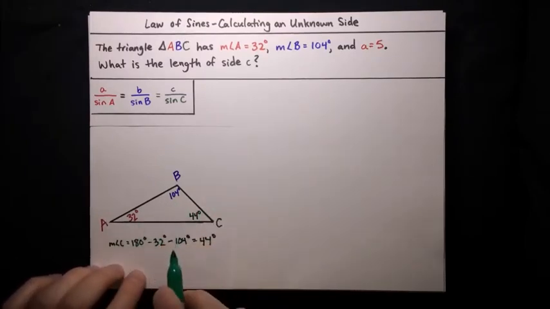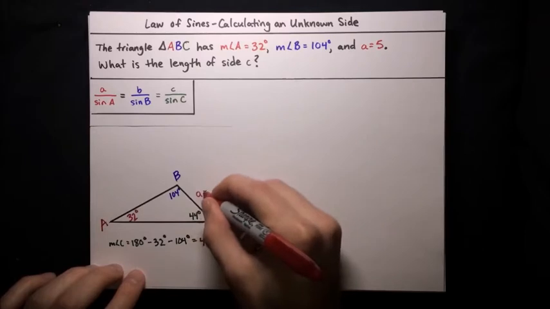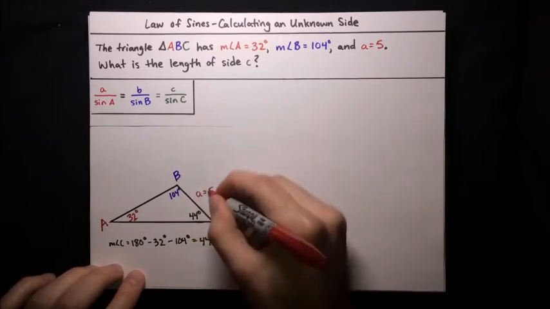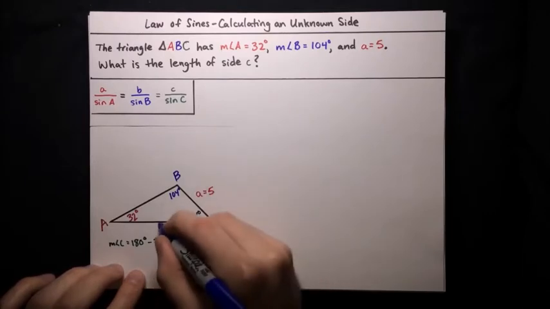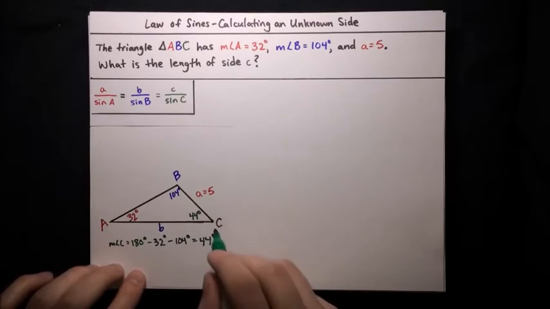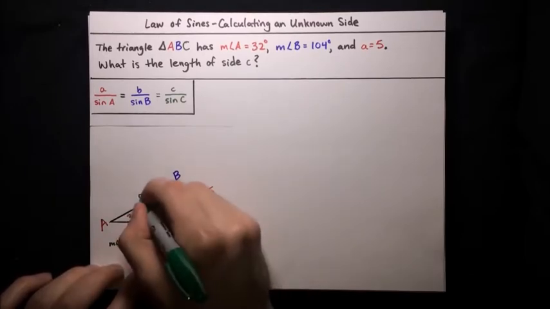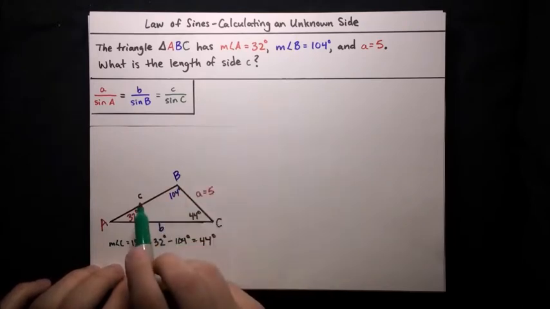Let's also label the sides too. So we've got side A across from angle A. Side A, we're told that's equal to 5. And then side B is across from angle B. We're not told what that is. And then side C is across from angle C, and we're not told what that is either. That's actually the thing that we want to find. What is the length of side C?